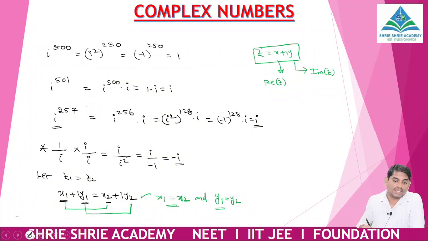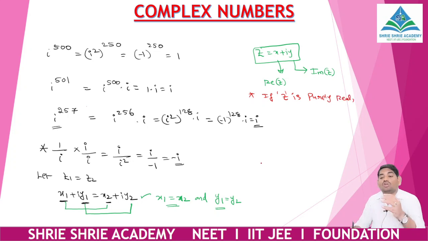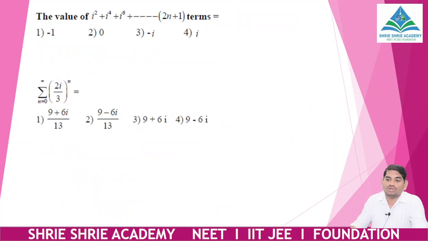See here, Z is equal to x plus iota y. What I told you here is that x is the real part of Z and y is the imaginary part of Z. Suppose Z is purely real, then what about the imaginary part? If Z is purely real, then the imaginary part of Z is equal to 0, that is, y is equal to 0. So what is the imaginary part?